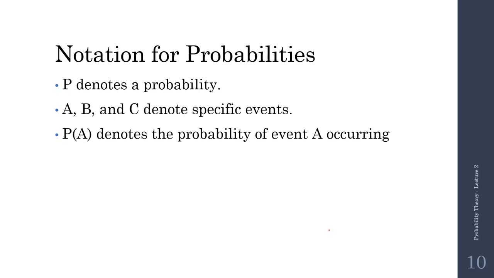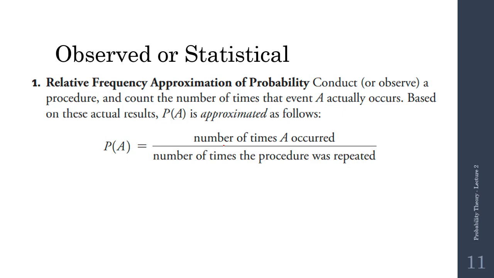So, notation for probabilities. P denotes a probability. A, B, and C denote specific events. P of A denotes the probability of event A occurring. Relative frequency approximation of probability: we conduct or observe a procedure and count the number of times that event A actually occurs. Based on these actual results, P of A is approximated as follows: P of A equals the number of times A occurred, divided by the number of times the procedure was repeated.